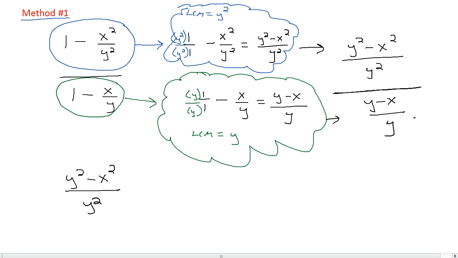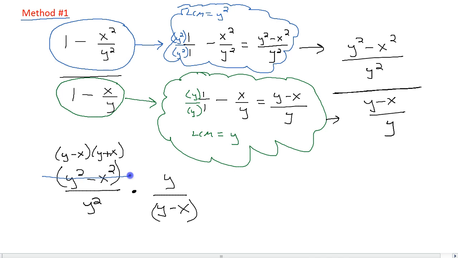And instead of dividing by this fraction, I'm going to multiply by its reciprocal. Now it looks like I have a little bit of factoring to do. If you look at what I end up with, this guy can be factored into y minus x, y plus x, because it's a difference of squares. So I'm going to just cross that out and look at what I have left.